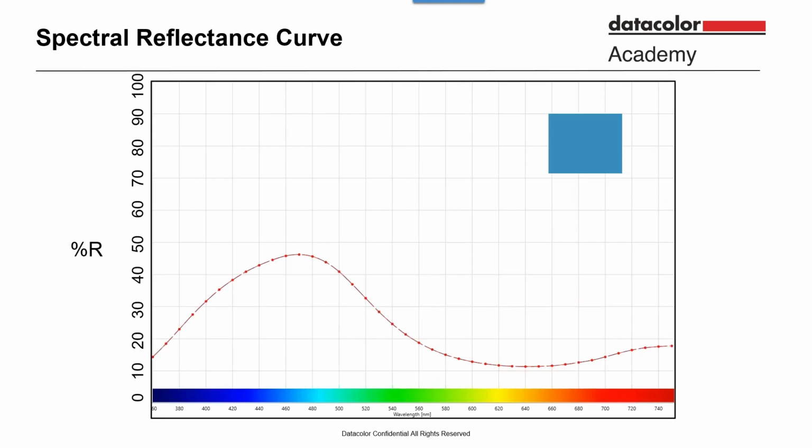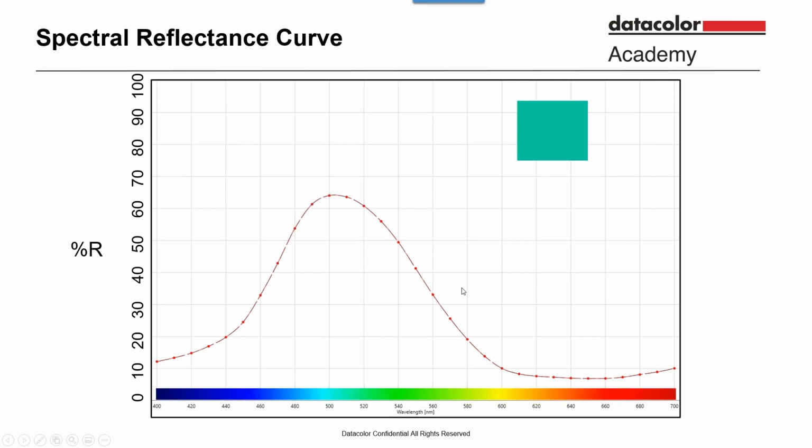Okay, here are some more spectral curves. Here's a spectral curve of a cyan blue color. In this example, we can see that the sample is absorbing light in the red and the green region and reflecting back blue light from around 400 to 560 nanometers.